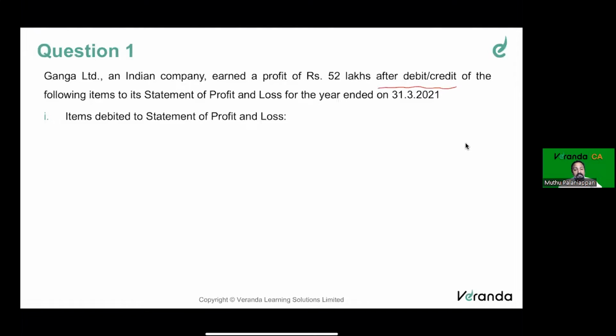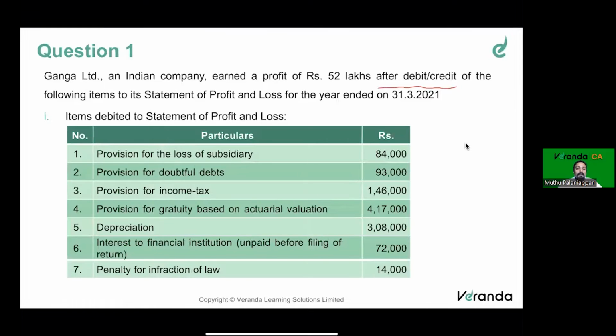First, they're giving us items debited to the P&L account, so we are going to see that. There is a list of items given as debited to the P&L account, and we'll go one by one. The first one is provision for loss of subsidiary, which is around 84,000. Then you have provision for doubtful debts, and gratuity based on actual valuation.